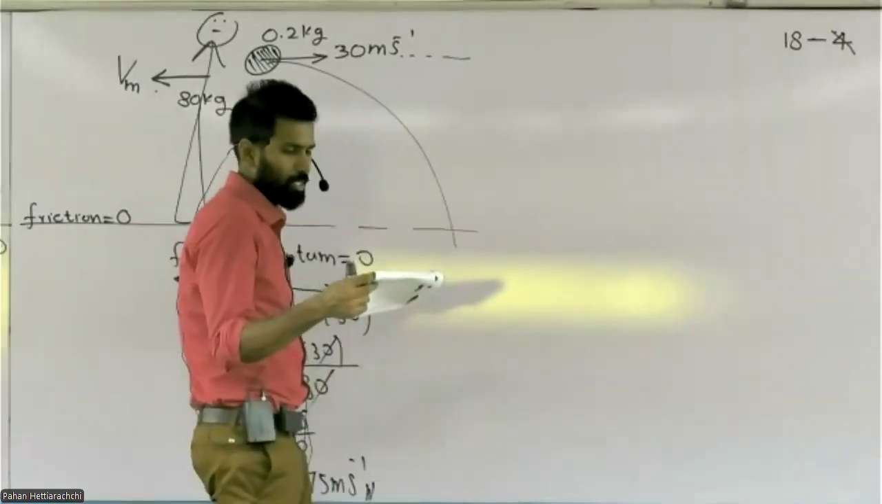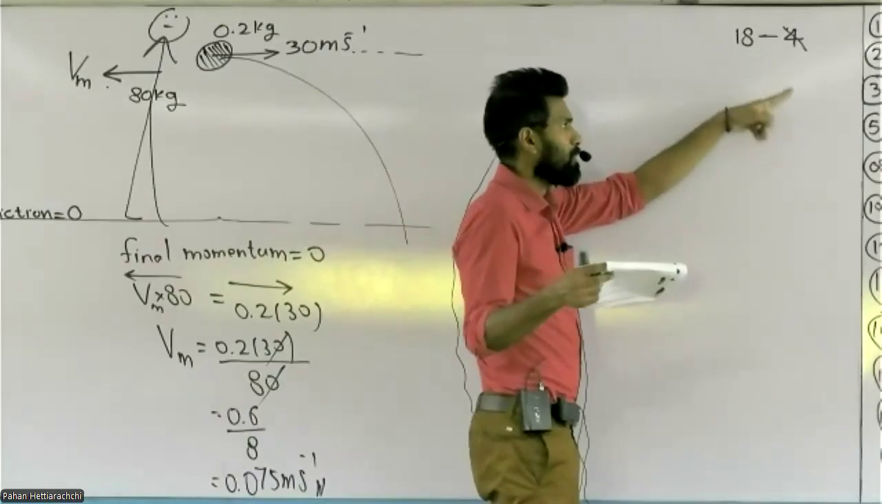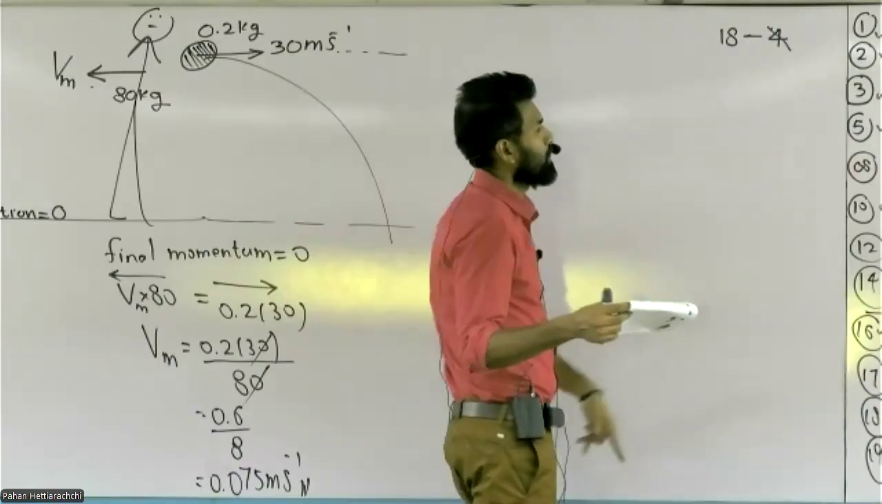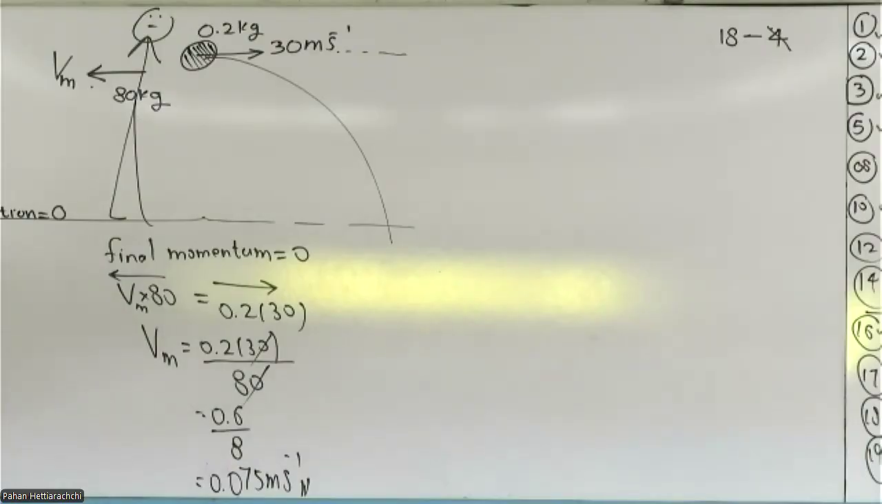I have given this question as it was a past paper question, and in that past paper question, the fourth part is related to the impulse. We will solve it next week after we learn that part. Okay, you can do the first 3 parts now. Question number 18, first 3 parts.